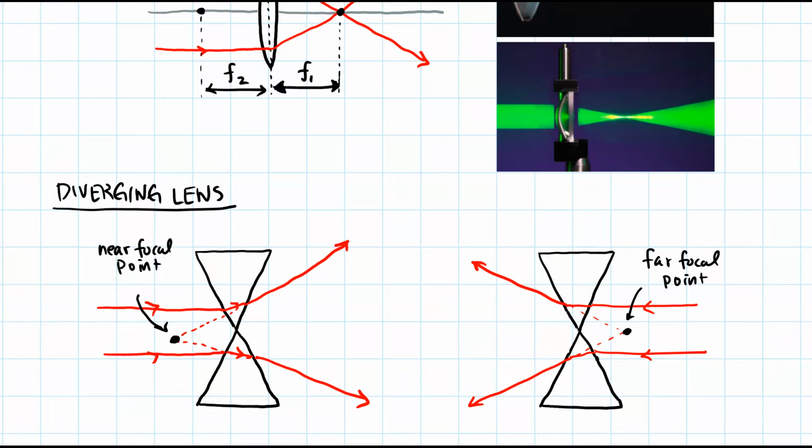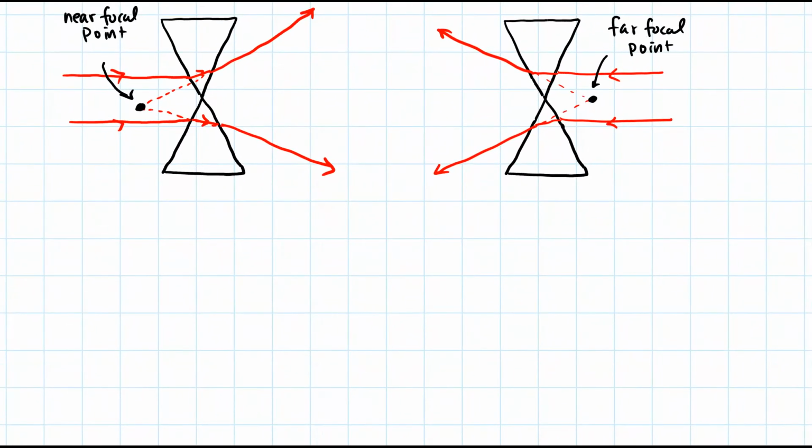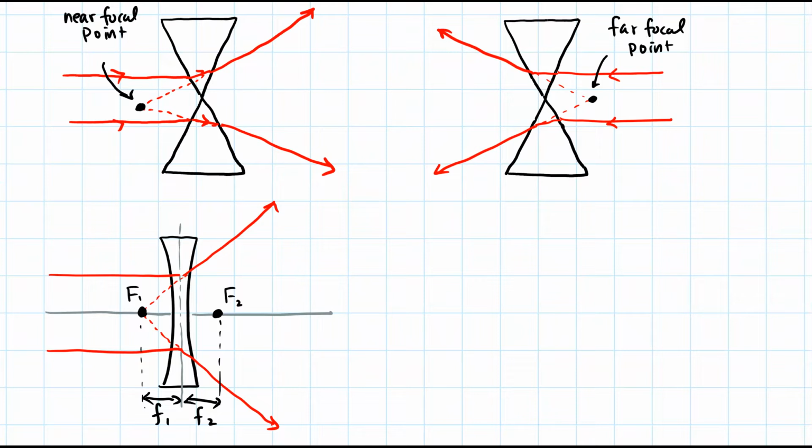By looking at this, you can see that there are now 2 focal points for a diverging lens. Now if we smooth this out and make it thin, this is what it looks like. Rays coming in have 2 focal points, the near one and the far one.